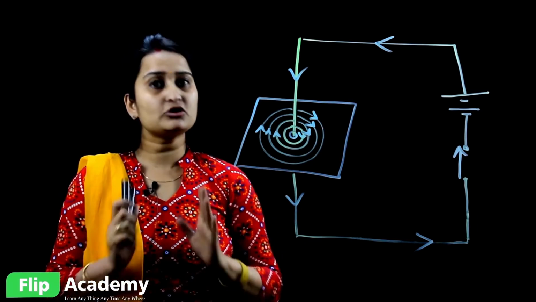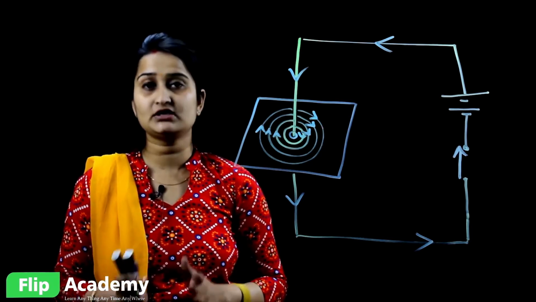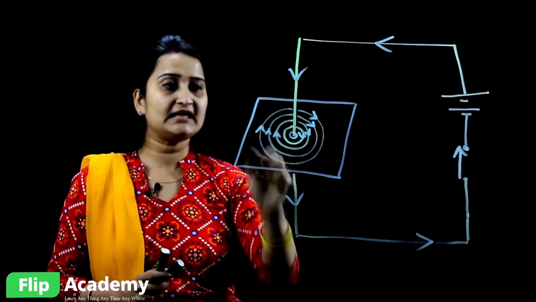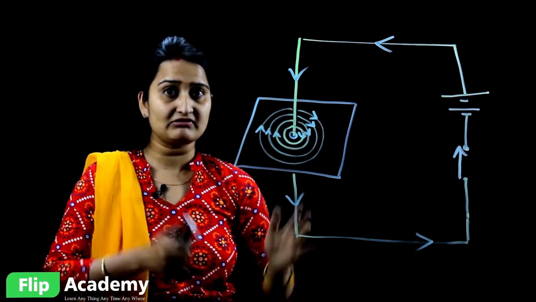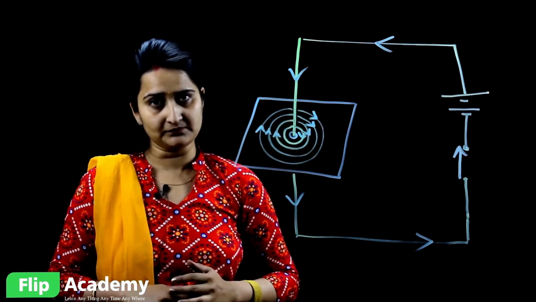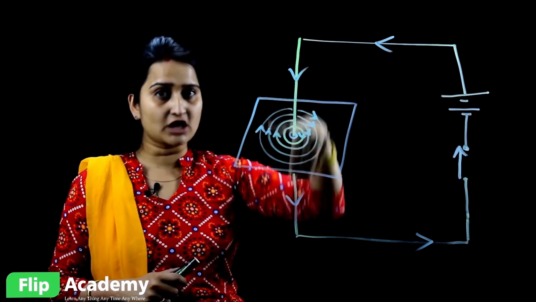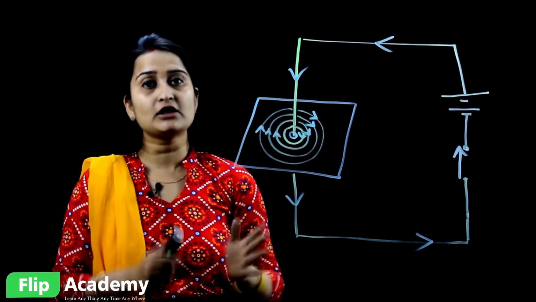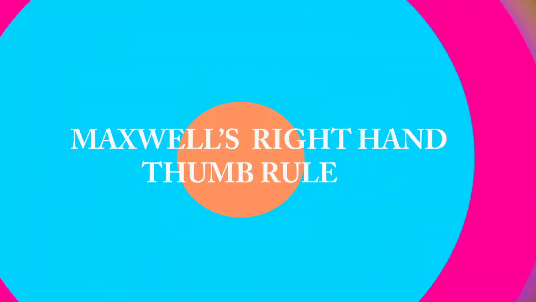So you have to remember 2 points. When a straight conductor carrying a current carries it in the upward direction, then these concentric circles are arranged in the anti-clockwise direction. When the current moves downward, then these concentric circles move in the clockwise direction.